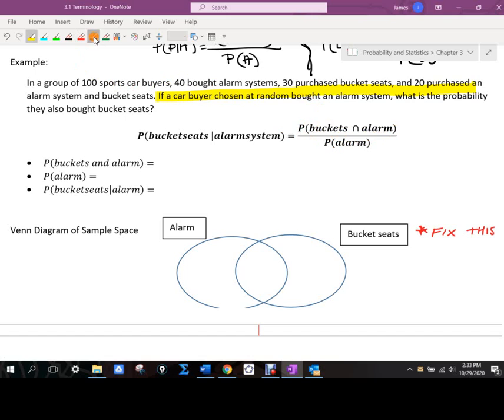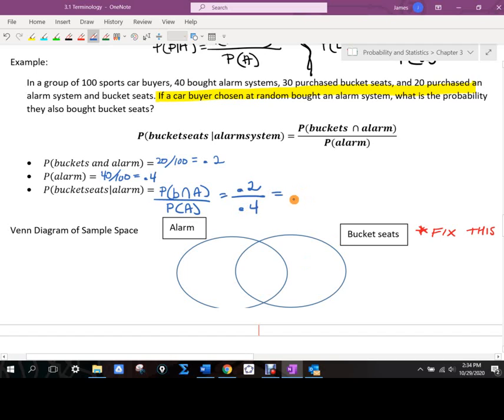Okay? So let's walk through this analytically with the formula, and then we'll see how a Venn diagram can come into play. So bucket seats and an alarm. How many bought bucket seats and alarms? 20, right? 20 out of 100, or 0.2. How many buyers bought an alarm system? 40 out of 100, or 0.4. So now, bucket seats given they had an alarm system is the probability of buckets and an alarm divided by the probability of an alarm, right? Do we have that numerator somewhere? That's the first one, 0.2. Do we have the bottom one? 0.4. What's that divide out to?